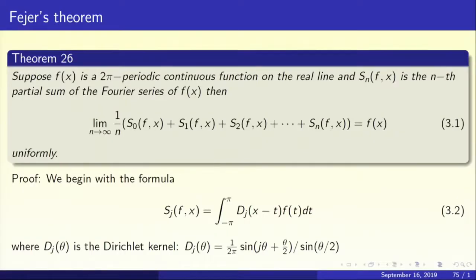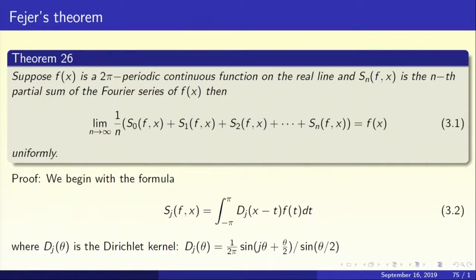Now, let us come back to Fejer's theorem. What does Fejer's theorem say? Suppose f of x is a 2 pi periodic continuous function on the real line and Sn f x is the nth partial sum of the Fourier series of f of x, then limit as n tends to infinity of 1 upon n into S naught of f of x plus S1 of f of x plus etc. plus Sn of f of x equals f of x uniformly. The arithmetic means that you see, equation 3.1, you see the partial sums Sn f x and you look at its arithmetic means. The arithmetic means give you the function f of x.